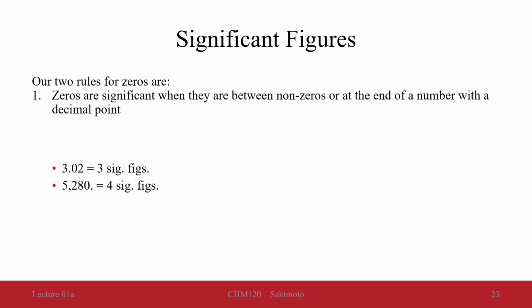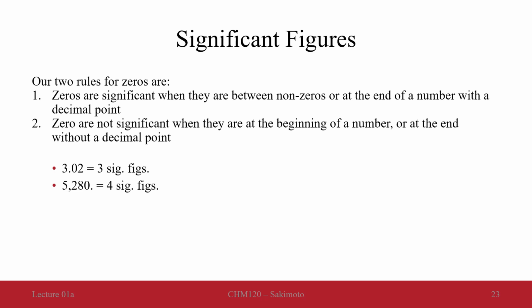This is something kind of weird about science that doesn't really happen in everyday life, that sometimes we might end a number with a decimal point without anything after the decimal point. This is how we indicate that this 0 at the end of 5,280 is an estimated digit that is significant. Adding this decimal point may look funny, but it's how we communicate that this is 4 significant figures, not just 3.